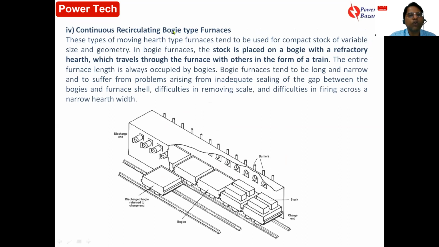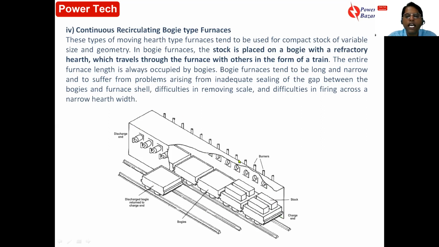Now continuous recirculating bogie type furnace. In case of bogie type furnace, what happens? There is a bogie, like a train bogie, and there is a rail. These are the wheels. Now the material which needs to be heated up is placed in the bogie. This is a discharge end, this is a charge end. Burners are placed throughout the periphery of the furnace and the wall of the furnace. Now this material gets heated up. Now the bogie goes out, again comes in. So this is a recirculating bogie type furnace.